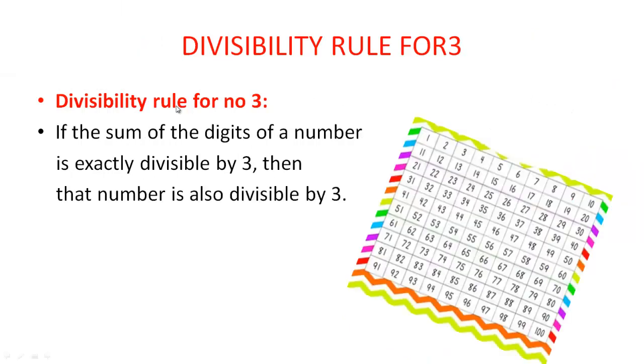Divisibility rule for 3. If the sum of the digits of a number is exactly divisible by 3, then that number is divisible by 3. This chart shows all the numbers from 1 to 100. Every third number is exactly divisible by 3. If the sum of the digits of a number is exactly divisible by 3, then that number is also divisible by 3.